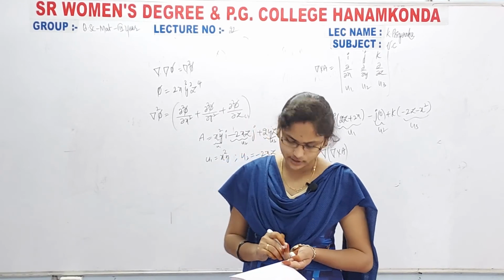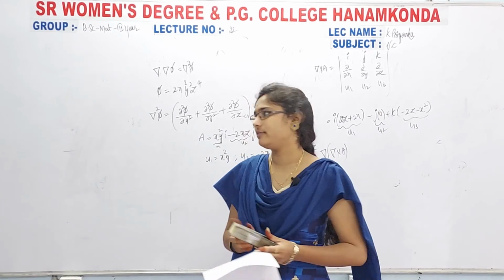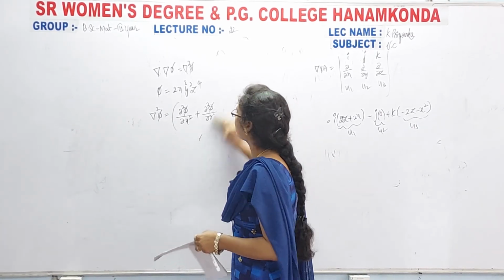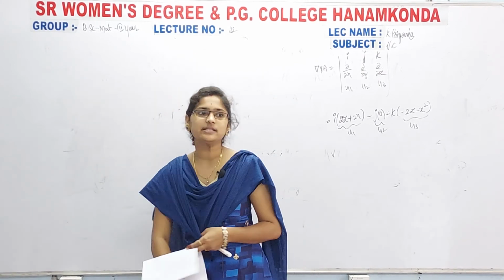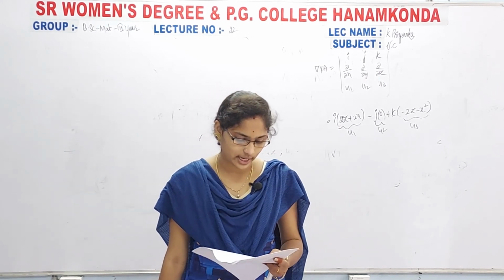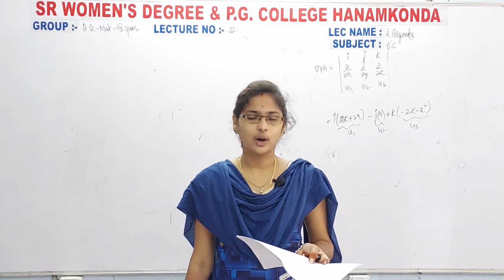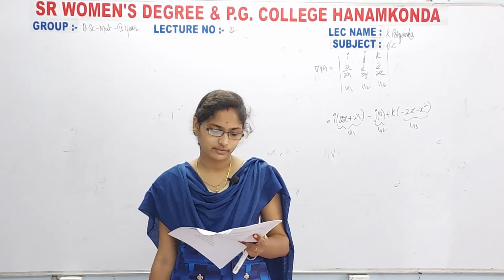Next, problem 39: show that the divergence of curl A is equal to 0. So for the divergence of curl A, they didn't give the values for A. So we simply take A equal to A1 i plus A2 j plus A3 k. By taking that, first of all we have to calculate curl A, and after that we apply the divergence. We already have the formulas. By taking that one we will get it as 0.